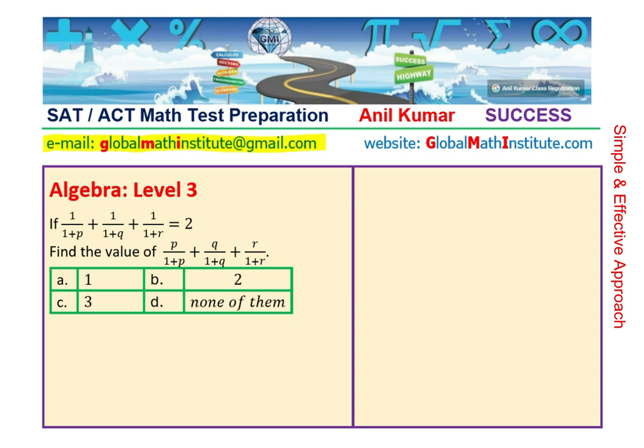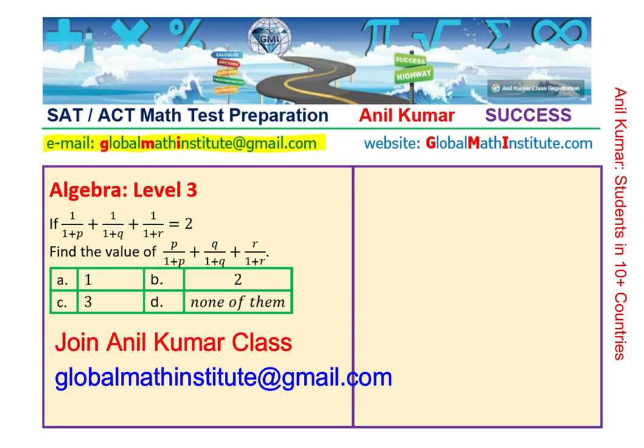We have 1 over 1 plus p plus 1 over 1 plus q plus 1 over 1 plus r equal to 2. You need to find the value of p over 1 plus p plus q over 1 plus q plus r over 1 plus r and get the answer.